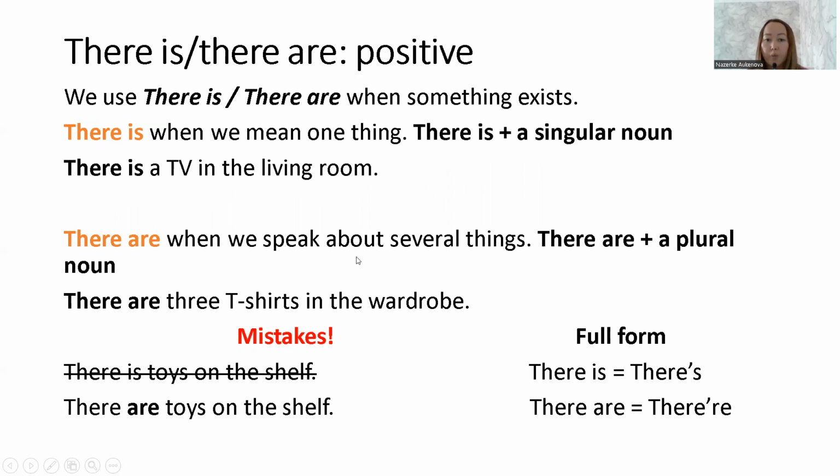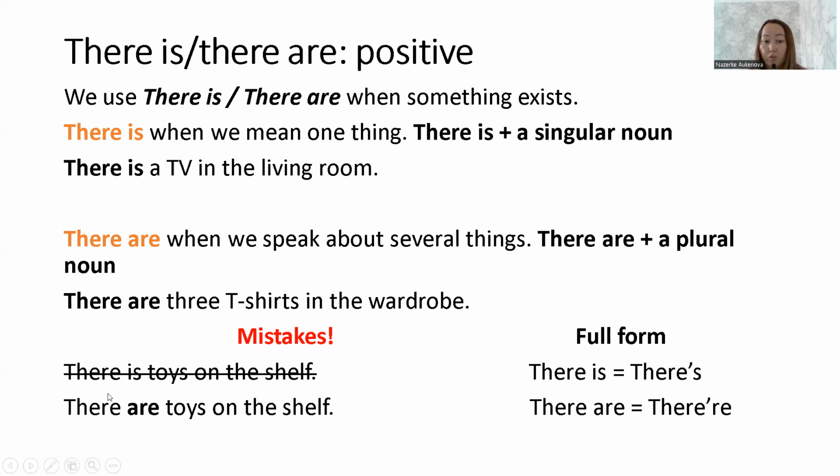There are when we speak about several things. So if there are a lot of things, many things, we have to use there are, and then a plural noun. For example, there are 3 t-shirts in the wardrobe. So t-shirts exist in the wardrobe, and there is not just one t-shirt, there are 3 of them. So in plural form, we have to use there are.